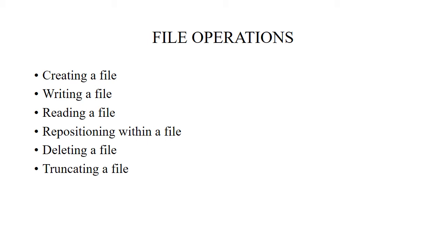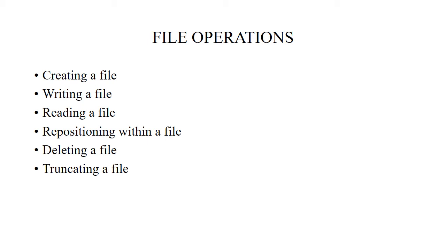Writing a file, we are going to edit a file. To write a file we make a system call specifying both the name of the file and the information to be written within the file. Reading a file, we are accessing the information from the file. To read a file we need a system call that specifies the name of the file and where in the memory the next block of the file is to be put.